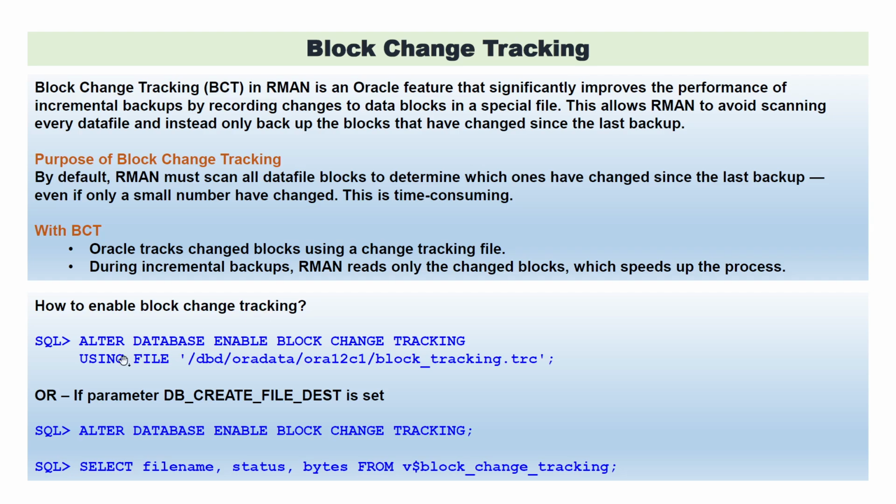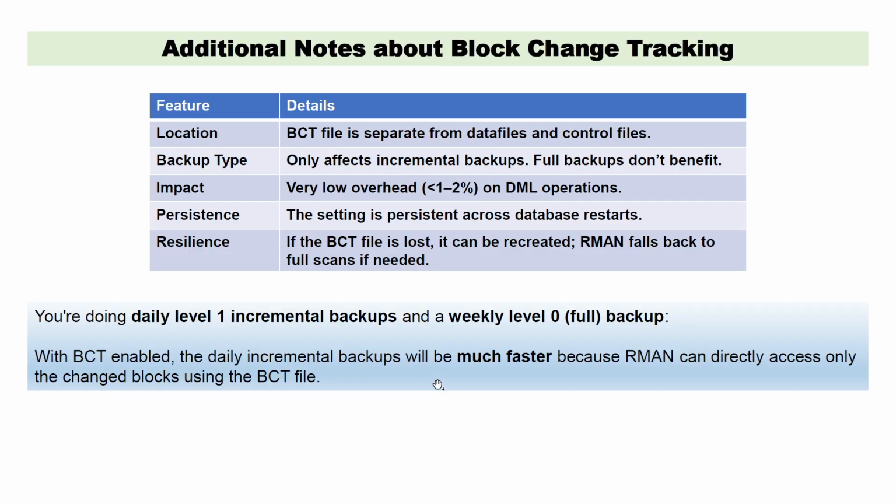How to enable block change tracking? You can say alter database enable block change tracking using file, and you can give the name of the file. If you have set the db_create_file_dest parameter, then you don't have to give the full name. You can say alter database enable block change tracking, and then you can say select filename, status, bytes from V$BLOCK_CHANGE_TRACKING, which will tell you whether block change tracking is enabled or not for the database.